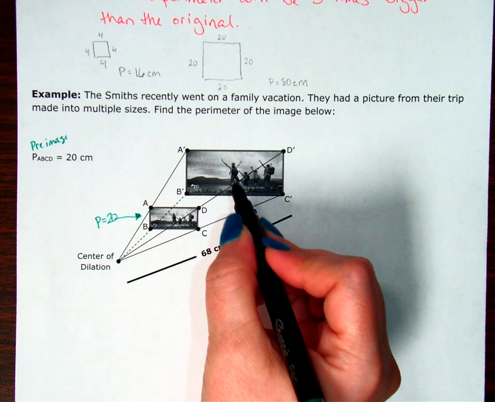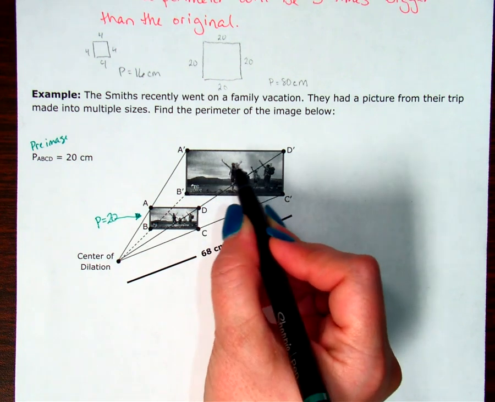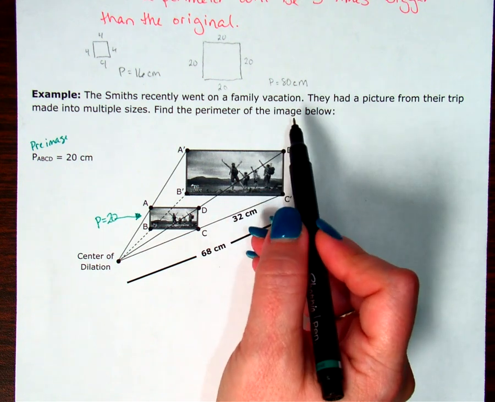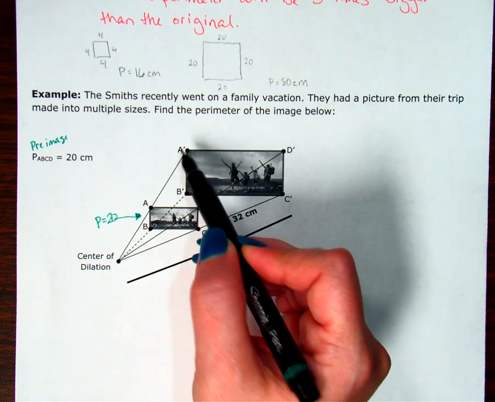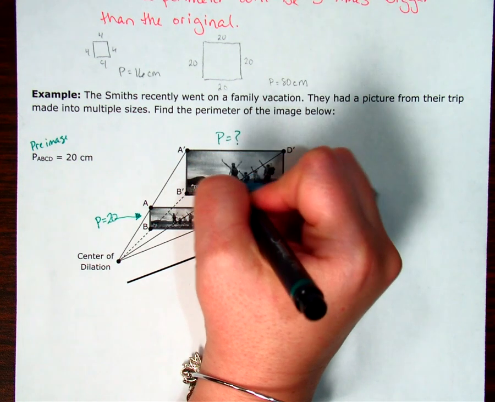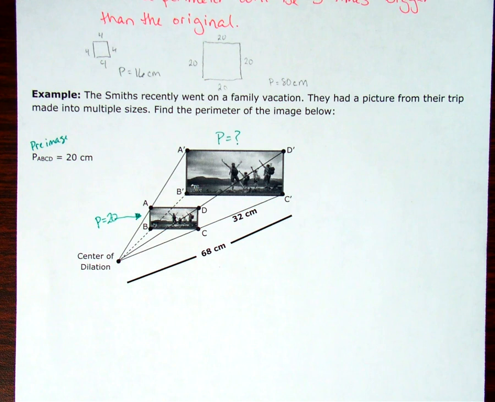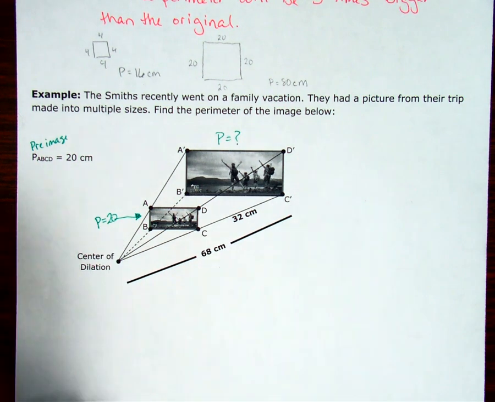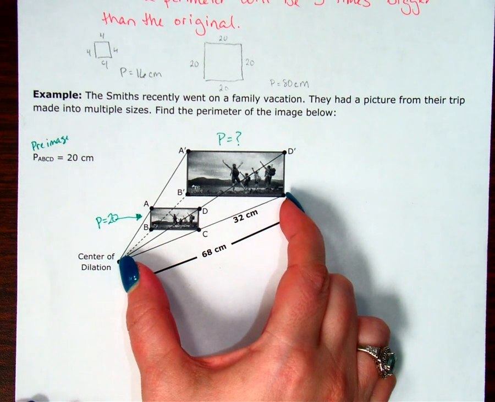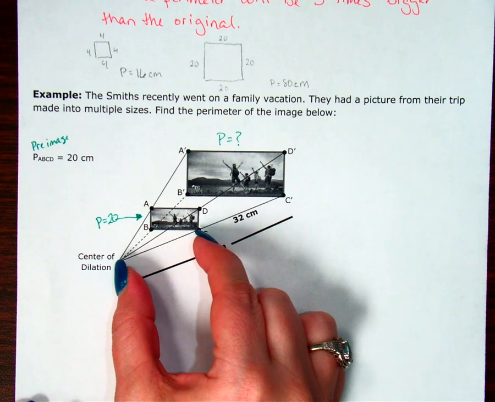Okay? It's asking me what is going to be the perimeter of the image, right? What's the perimeter of the image? The image is the one with the parentheses. So I'm looking for the perimeter of this one. Okay? So the first thing I'm going to have to do is figure out, well, what was the scale factor? How much did I increase from here up to here? Okay, so what's the change from here up to here?